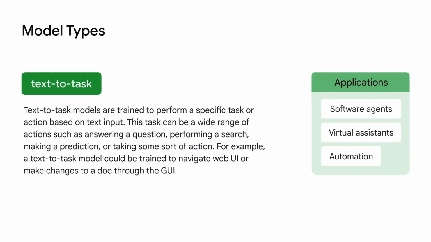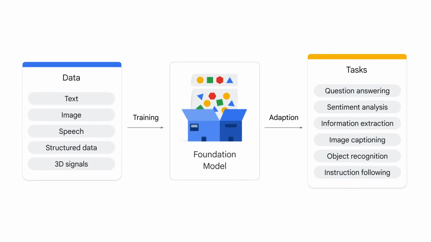Text-to-task. Text-to-task models are trained to perform a defined task or action based on text input. This task can be a wide range of actions, such as answering a question, performing a search, making a prediction, or taking some sort of action. For example, a text-to-task model could be trained to navigate a web UI or make changes to a doc through the GUI.